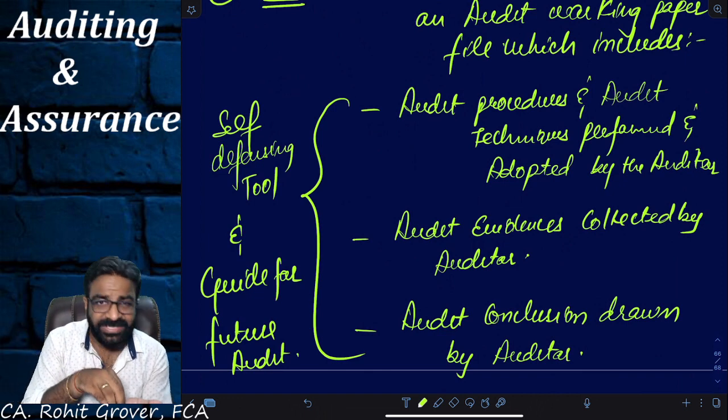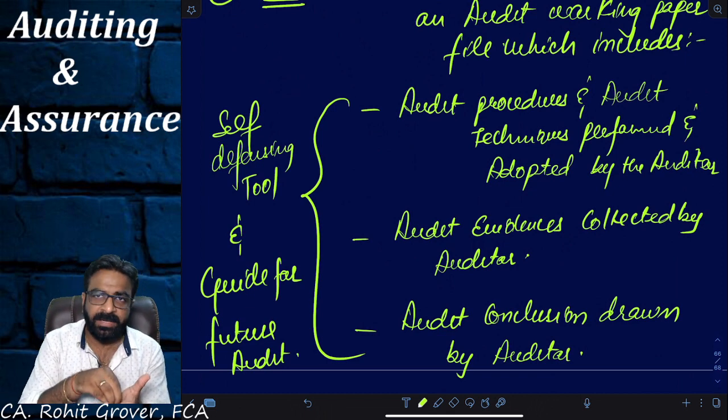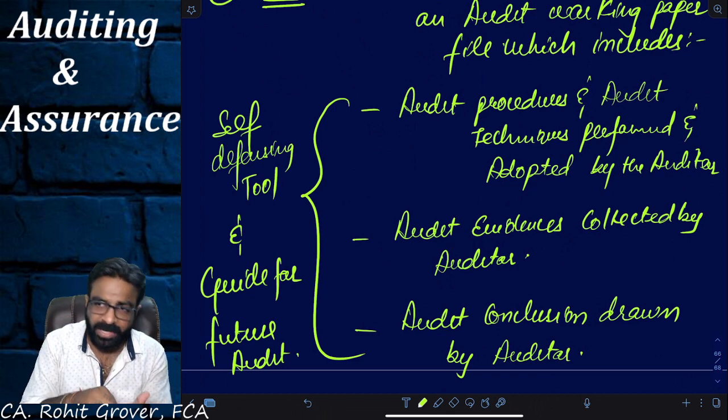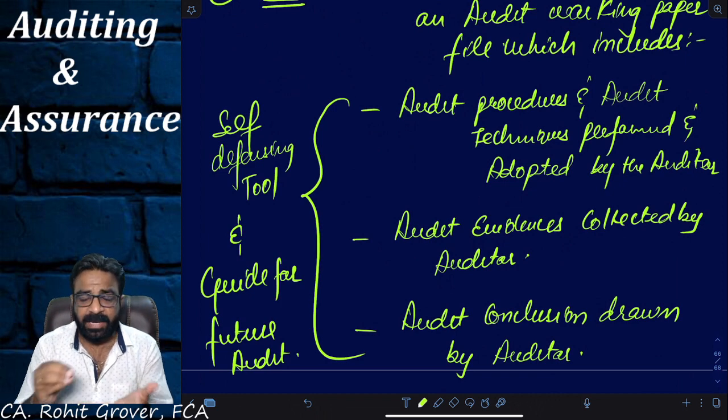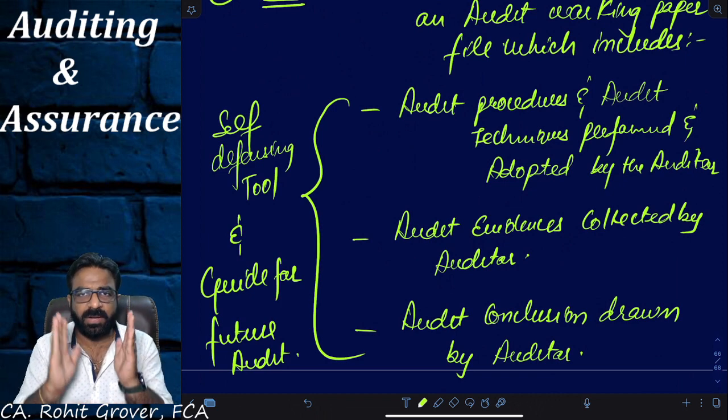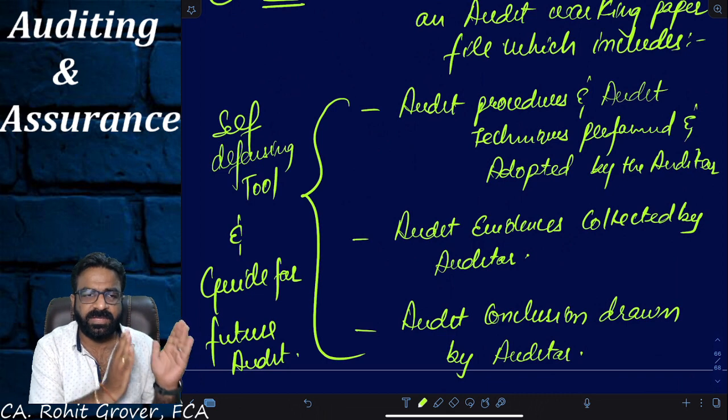It can be your procedure, it can be your planning, it can be your program, it can be your techniques, it can be your evidences, it can be your conclusions. Make a record of everything.